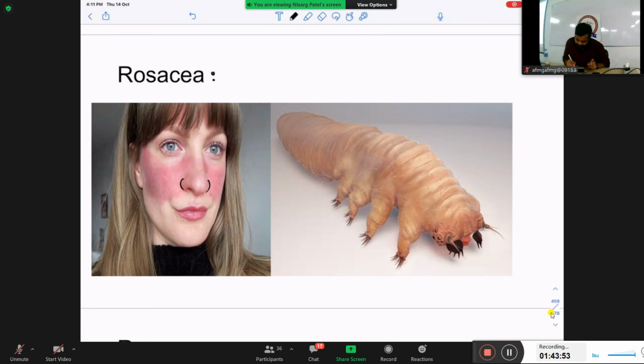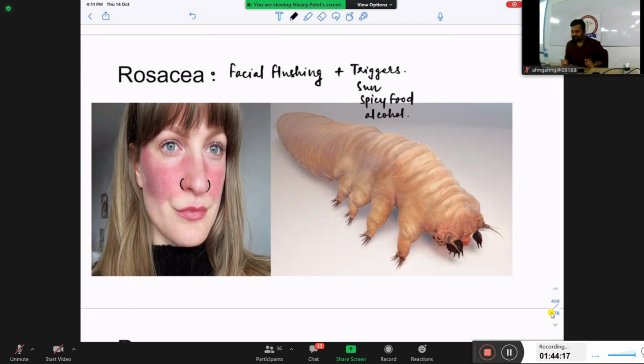So what is rosacea? Facial flushing plus trigger. You will see the trigger factors, which are sun, spicy food and alcohol. The patient has increased demodex mite on the face.